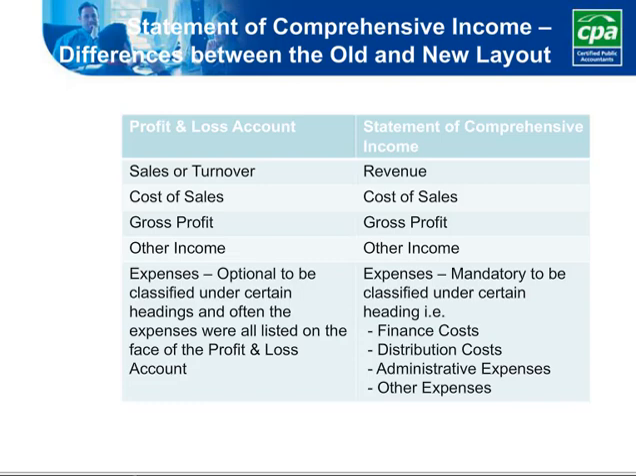Under the profit and loss account, expenses were optional to be classified under certain headings, and often these expenses were listed all together on the face of a profit and loss account, depending on the size of that company. Under the statement of comprehensive income, our expenses are more mandatory to be classified under certain headings. For example, finance costs, distribution costs, administration expenses and other expenses.